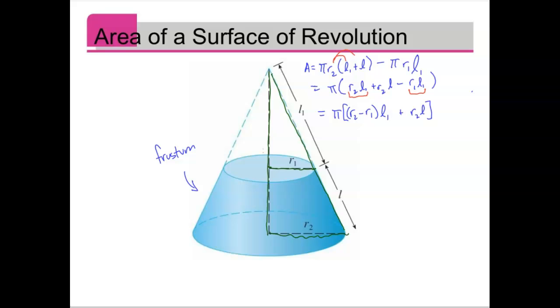Okay. So that is small hypotenuse over small base is going to equal big hypotenuse, which is going to be L1 plus L, over big base, which is going to be R2.